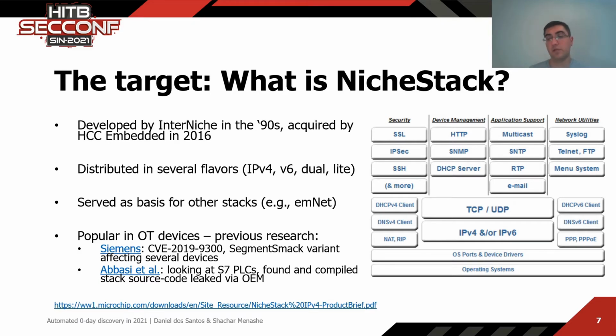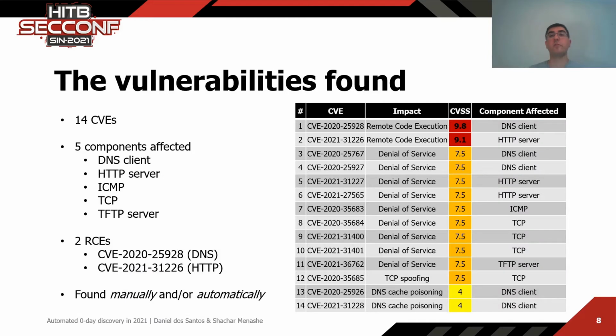Right. So what vulnerabilities did we find then in NicheStack? As I mentioned before, it's a set of 14 CVEs. 2 of them are critical, allowing for RCEs, and the rest is mostly related to denials of service, but there are also some related to DNS cache poisoning. We'll explain in the next slides how they are interesting. There are 5 components affected, so DNS, HTTP, and TFTP at the application layer, and then ICMP and TCP at the lower layers. The interesting point is those vulnerabilities were found both manually and automatically, right? Some of them only manually, some only automatically, and some in both ways.